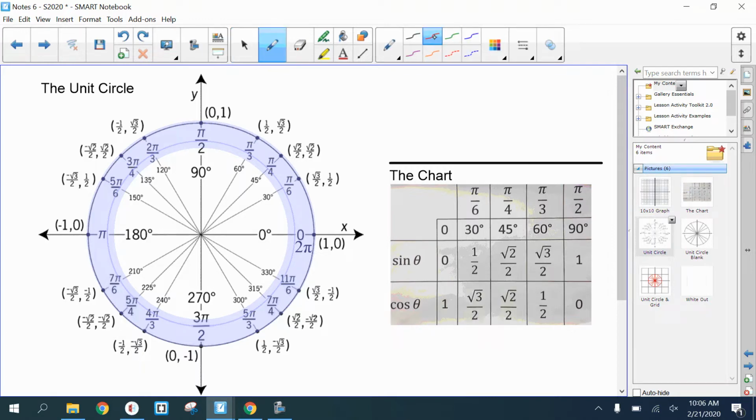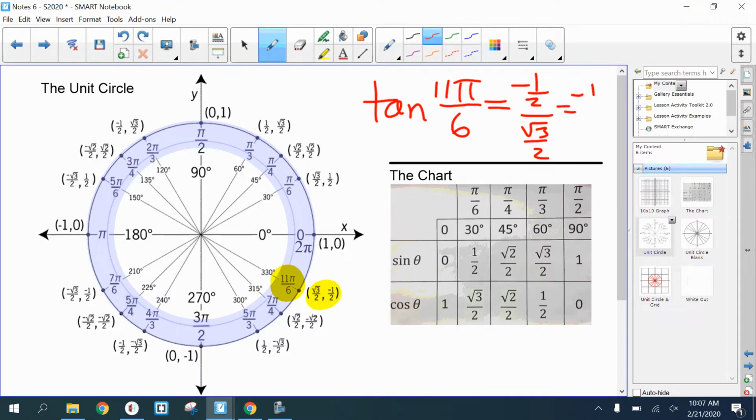If I did tangent, let's do tangent 11 pi over 6. So if you're looking at the chart, you'd say, okay, well 11 pi over 6 is right here, and you would have to remember that tangent is y over x. That's your ratio, right? That's your fraction. Okay? And so if you do y over x, you're going to have negative 1/2 over square root of 3 over 2, and the 2's cancel, and you're going to get negative 1 over square root of 3. And you'd have to rationalize that. I'm out of room, but you'd have to rationalize that.